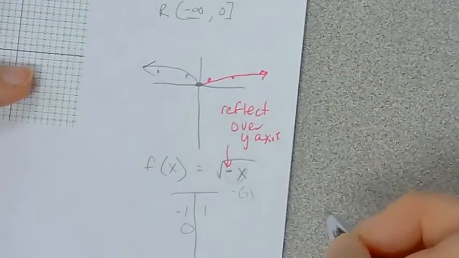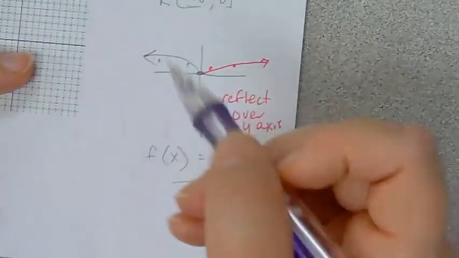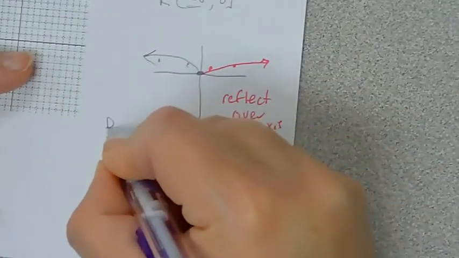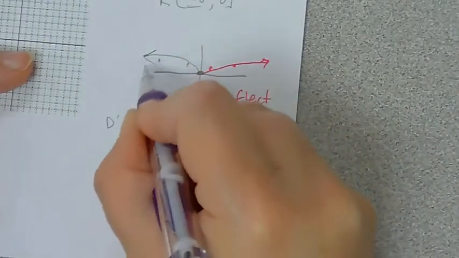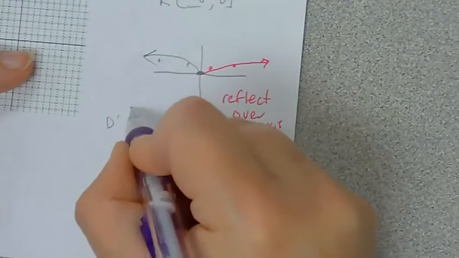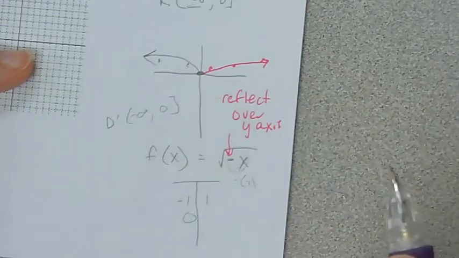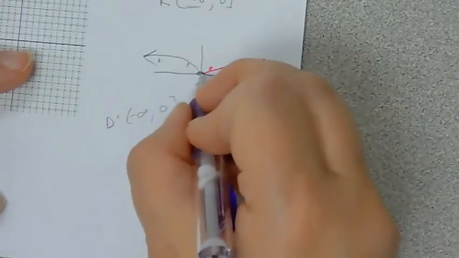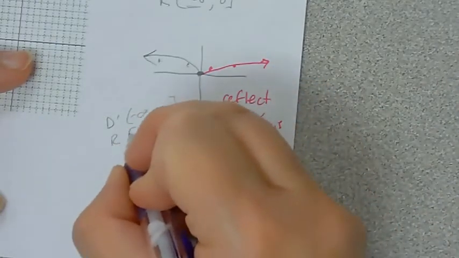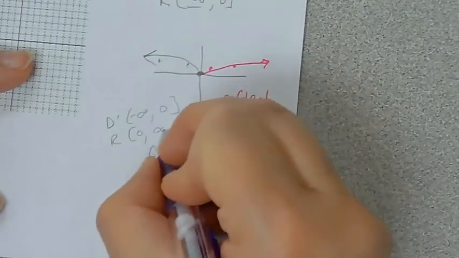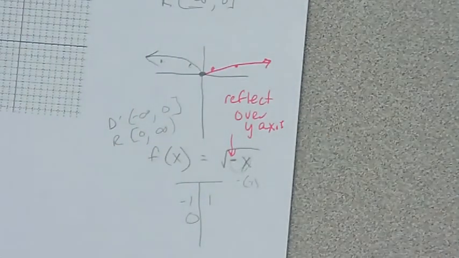So let's think about the domain and the range for this one. The domain is the smallest x value. Well, the smallest x value is over here this time, negative infinity, and it goes all the way to 0. The range, still the smallest number is 0, and it goes to infinity. So that one looks just a little bit different. Let's go over here on the left.